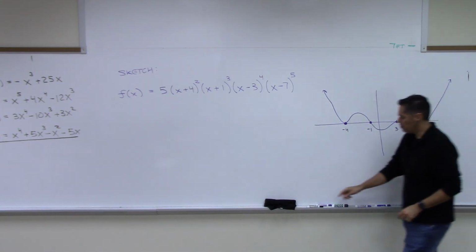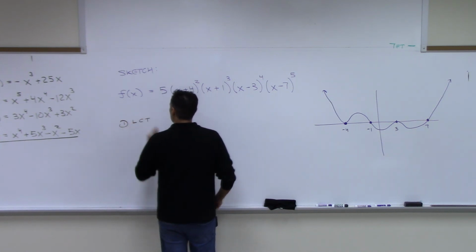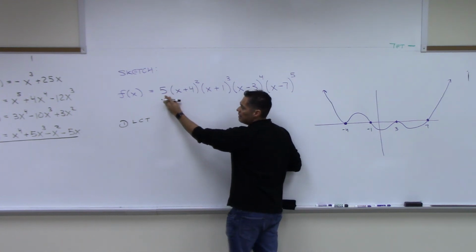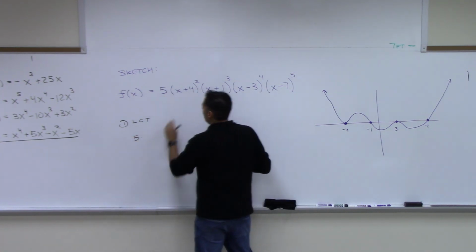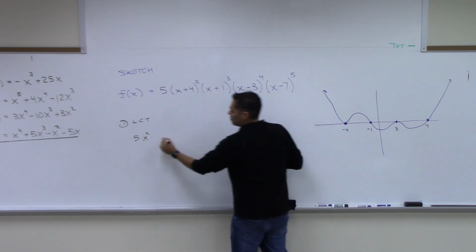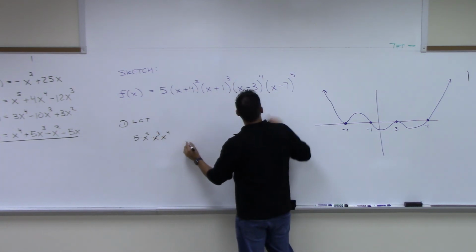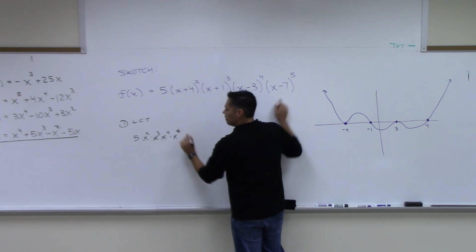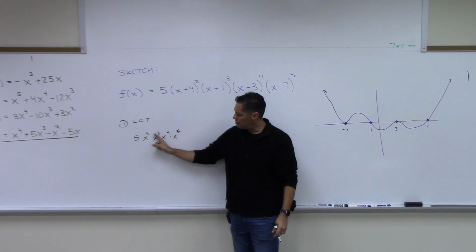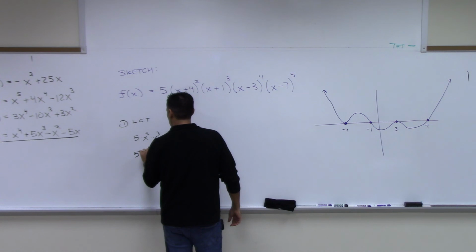Okay, let me talk about this real quick. First step, leading coefficient test. For the leading coefficient test, I know that this isn't going to contribute anything except the 5. And then this is going to act like an x squared. This is going to act like an x cubed. This is going to act like an x to the 4th. And this is going to act like an x to the 5th. So if I want to know what the power is, I need to add all these up. And I think you get 9 plus 5 is 14. So you get 5x to the 14th power.